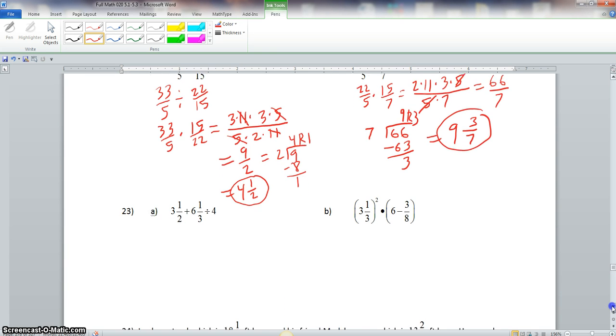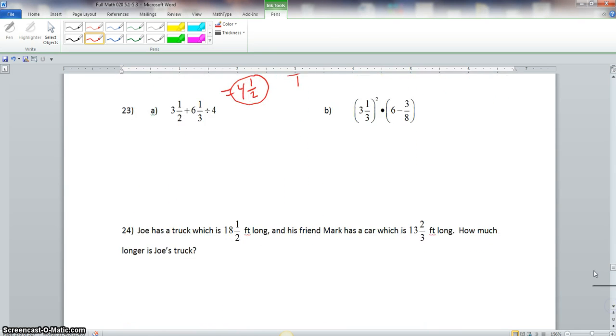Now we scroll down here to 23. Now we have a combination problem here. We have to remember our order of operations. We have addition and division. We know we do division first. So we would take this 6 1/3 and make that into an improper fraction. That would give us 19 over 3 divided by, and we'll make this 4 over 1. So this would be 19 over 3 times 1/4.